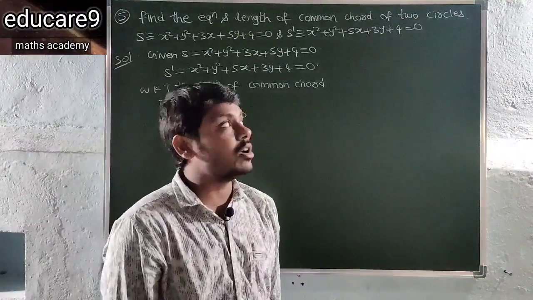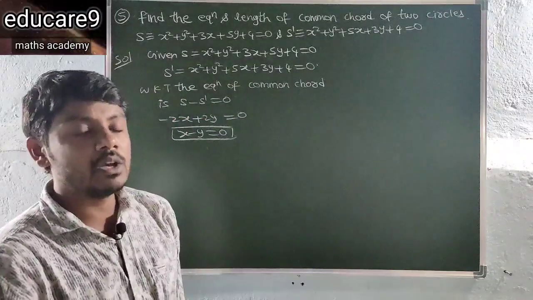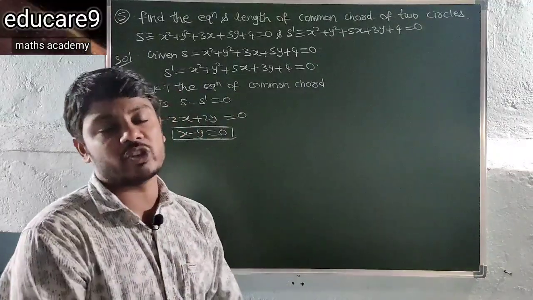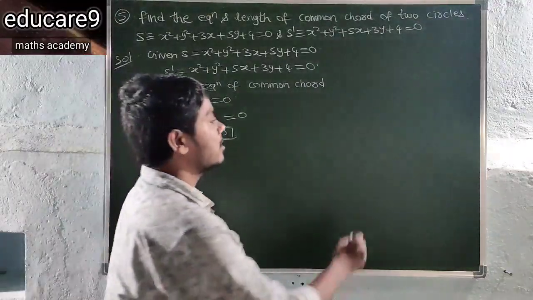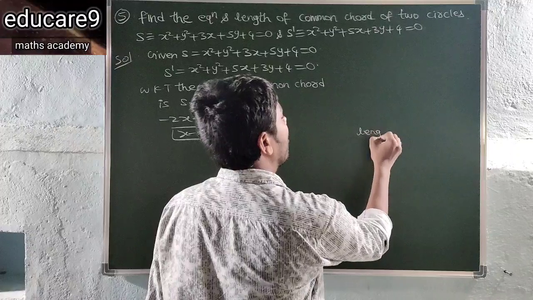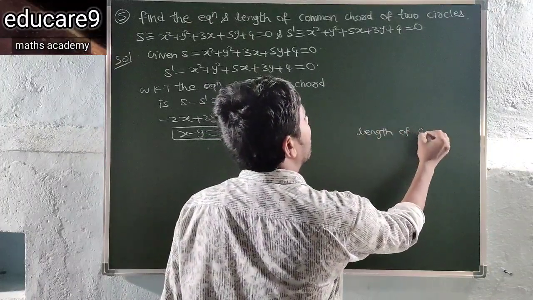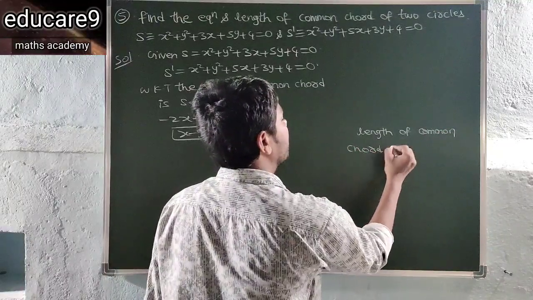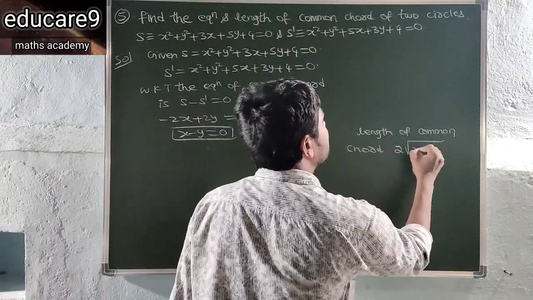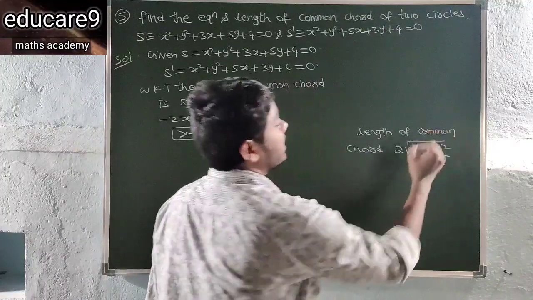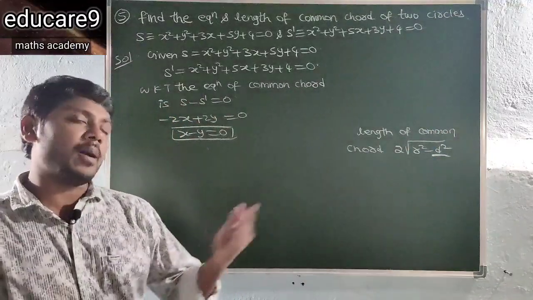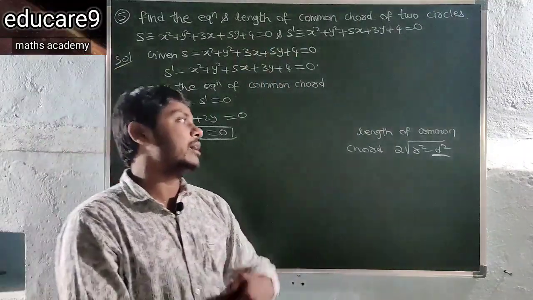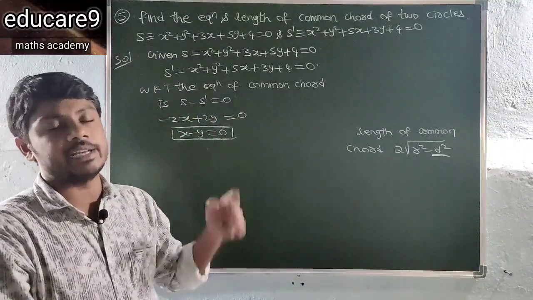And find the length of the common chord. So you know that the length of the common chord formula is 2 into the square root of r square minus d square. What is the length of the common chord formula? 2 root r square minus d square. Here d is the perpendicular distance from any one of the centers of the circle to the common chord, that is x minus y equals 0.